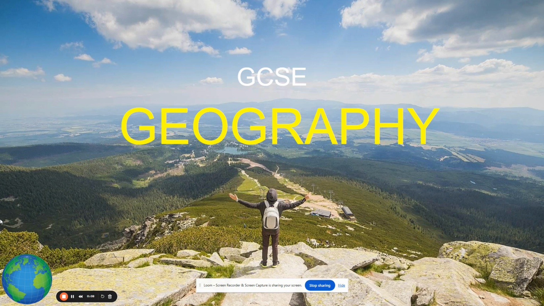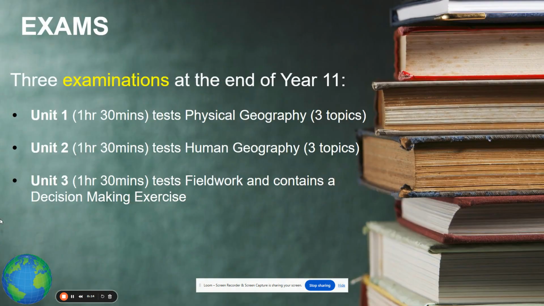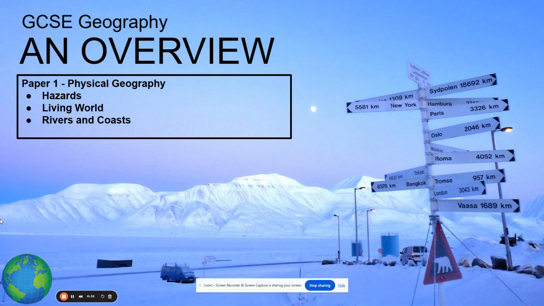I'm going to speak to you about GCSE Geography. GCSE Geography is all examined at the end of Year 11. There are 3 exam papers: the first one about physical geography, the second human geography, and the third will have questions in it about fieldwork the students will have undertaken during the course, and will have a decision-making exercise.